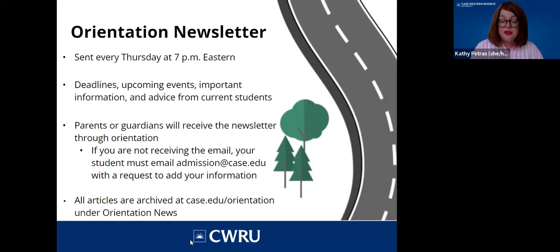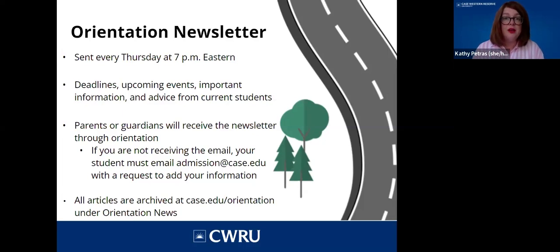The orientation newsletter, as I mentioned, is sent every Thursday at 7 p.m. Eastern. That goes to your Case Western Reserve email. So if you have not started checking that, please do. Currently, it also goes to your personal email, but we know that sometimes when you've applied, maybe you've used an email address from your high school, and maybe that will expire at some point. So we really encourage you all to start practicing checking your CWRU email. That is our main form of communication on campus.